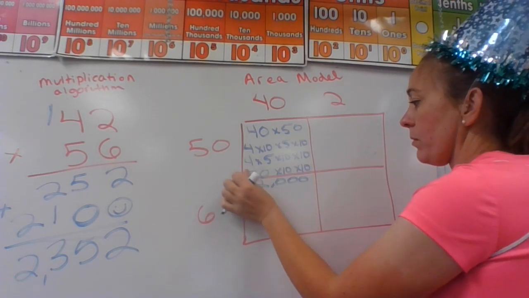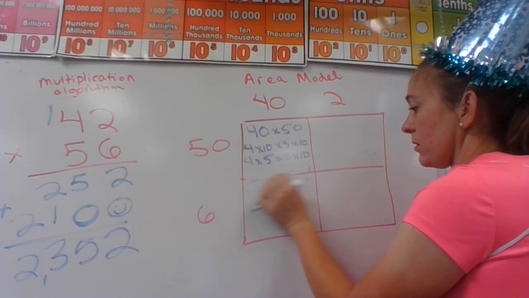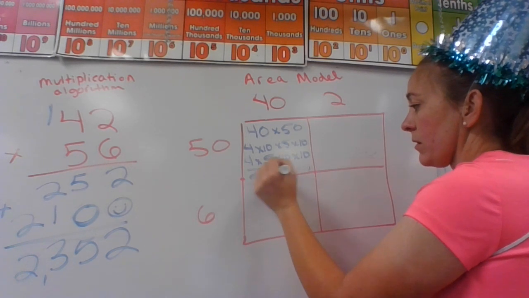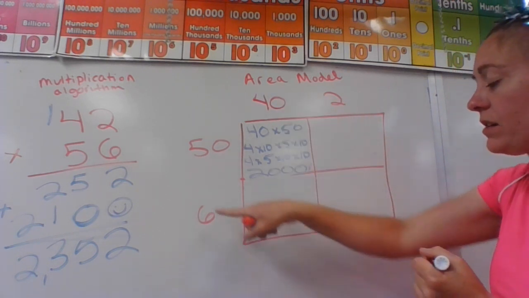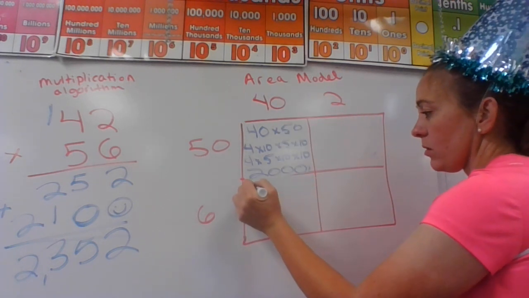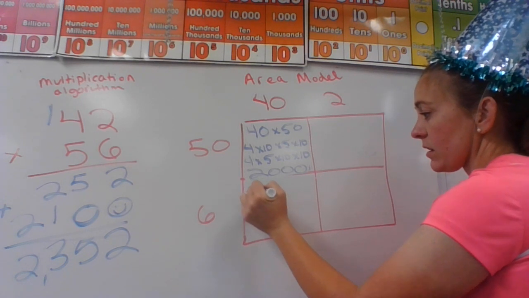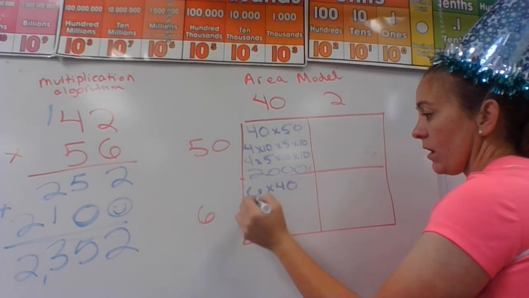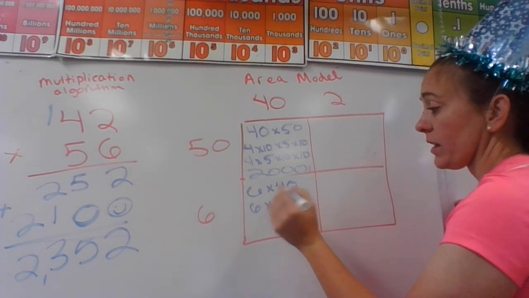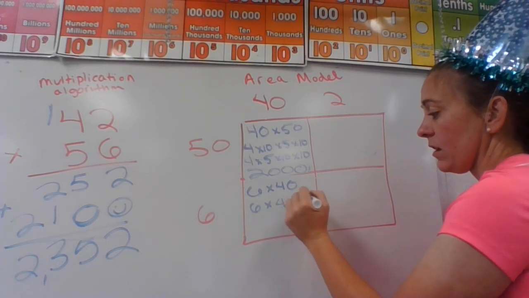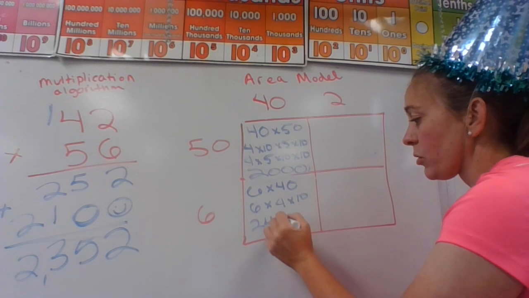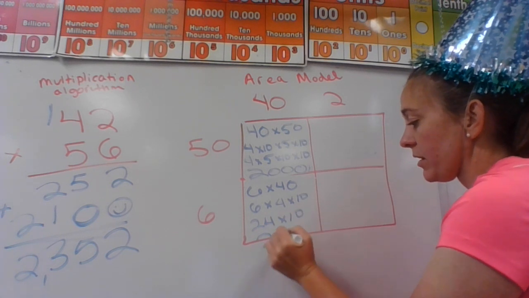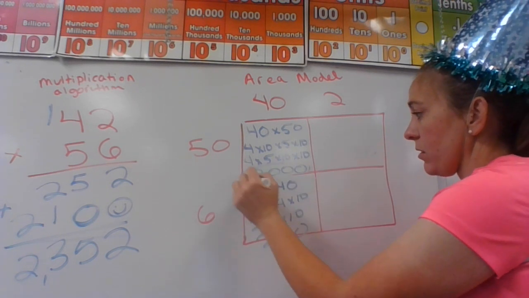All right, I'll erase this up here so we can put this in the box, 2,000. Then down here, 40 coming down and 6 going across. So let's see, 6 times 40. It's really 6 times 4 times 10. And 6 times 4 is 24. So 24 times 10 would be 240. I'm going to circle those.